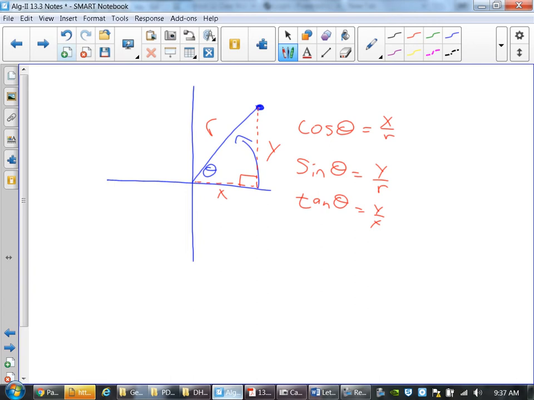So what's secant going to be? Cosecant and cotangent. So now what you can do is I can give you guys any ordered pair, and you can create all the trig functions from that one ordered pair. Example.